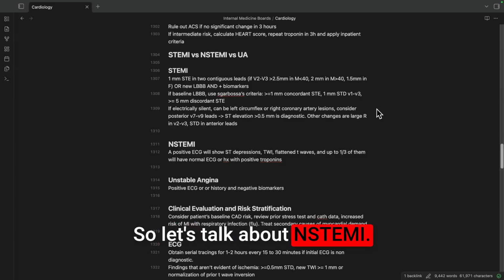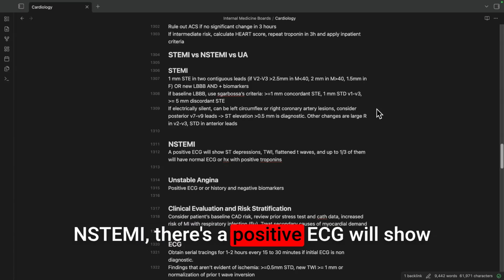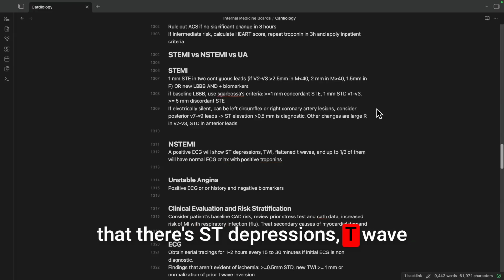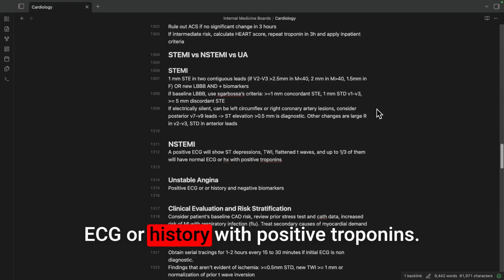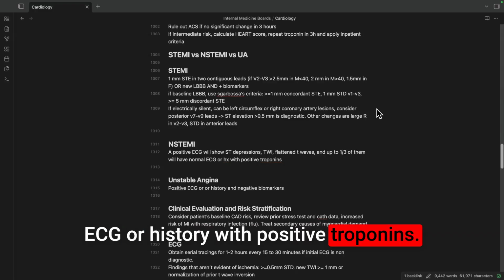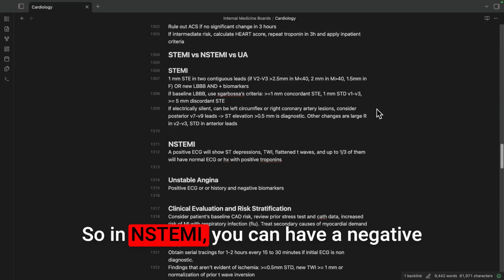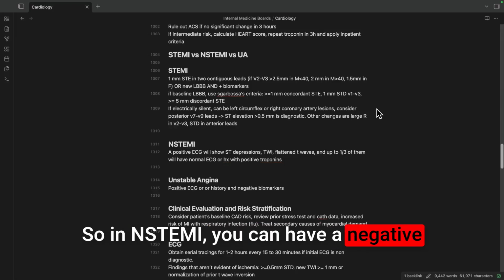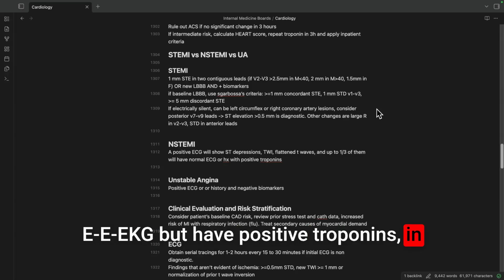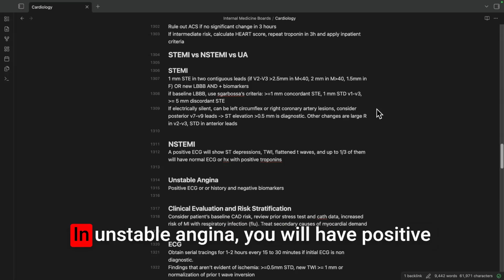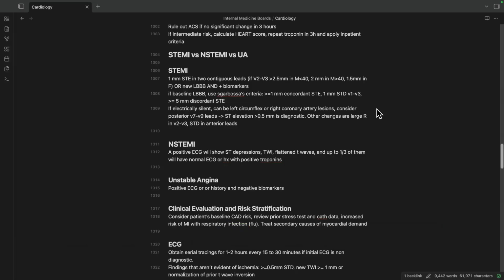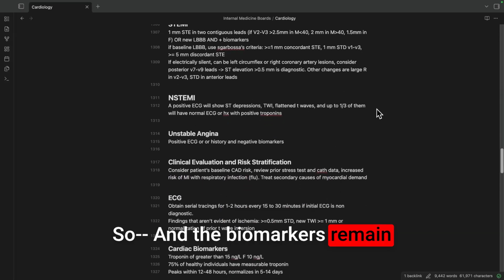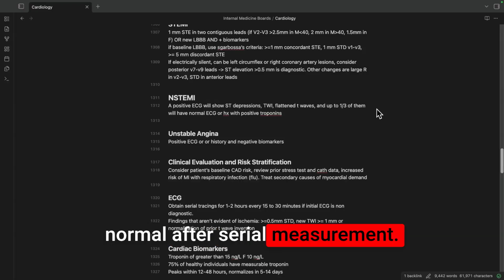So let's talk about NSTEMI. In NSTEMI, the ECG will show ST depressions, T wave inversions, flattened T waves, and up to 1/3 of them will have a normal ECG or history with positive troponins. So in NSTEMI, you can have a negative EKG but have positive troponins, in which case it still needs to be worked up. In unstable angina, you will have positive ECG, but there will be negative biomarkers, and the biomarkers remain normal after serial measurement.